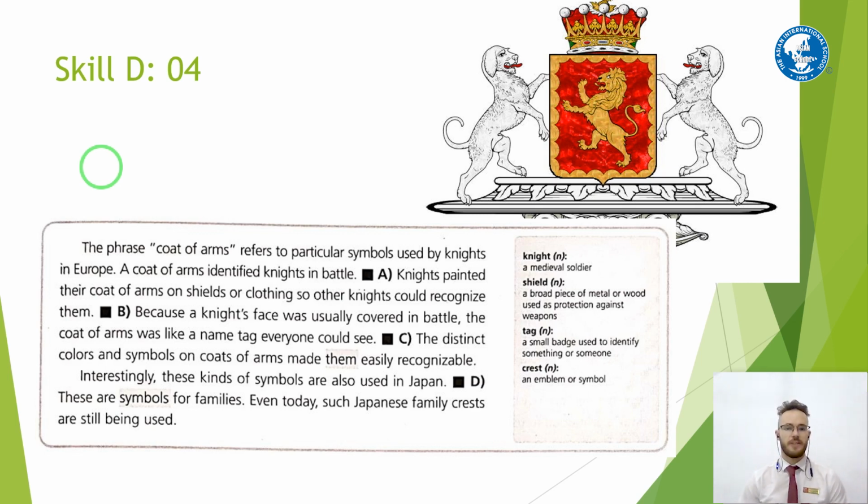A coat of arms identified knights in battle. Knights painted their coat of arms on shields or clothing, so other knights could recognize them. Because a knight's face was usually covered in battle, the coat of arms was like a name tag everyone could see. The distinct colors and symbols on coats of arms made them easily recognizable. Interestingly, these kinds of symbols are also used in Japan. These are symbols for families. Even today, such Japanese family crests are still being used. Okay, so again, please pause the video, read through that yourself, and I will do answers once you have restarted.